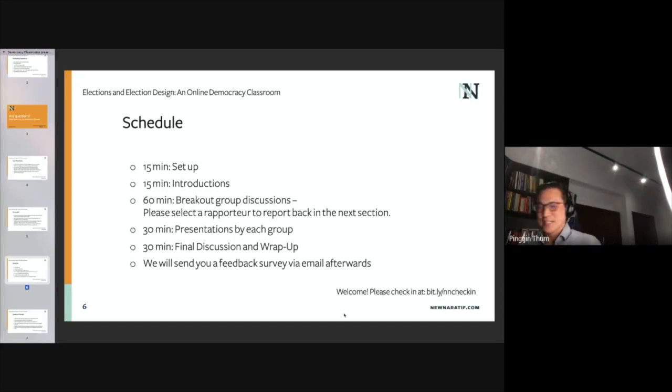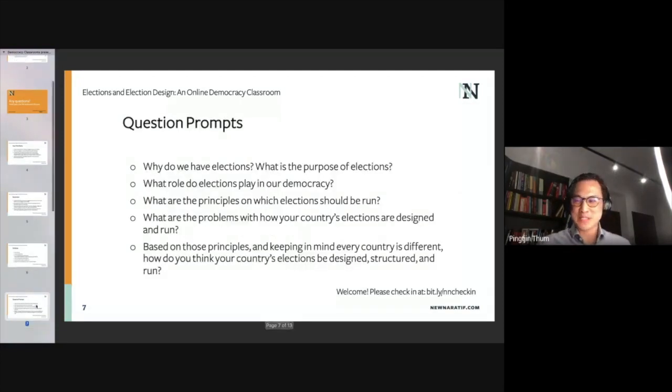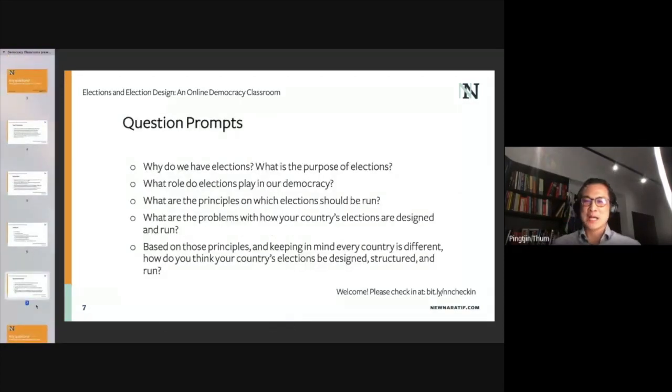If not, we will have question prompts. These are the question prompts. So when you get into your small groups, have a chat with each other, introduce yourselves, and then you'll have an hour to talk about elections. What's the purpose of elections? What's the point of elections? How should elections be designed? And so on and so forth.